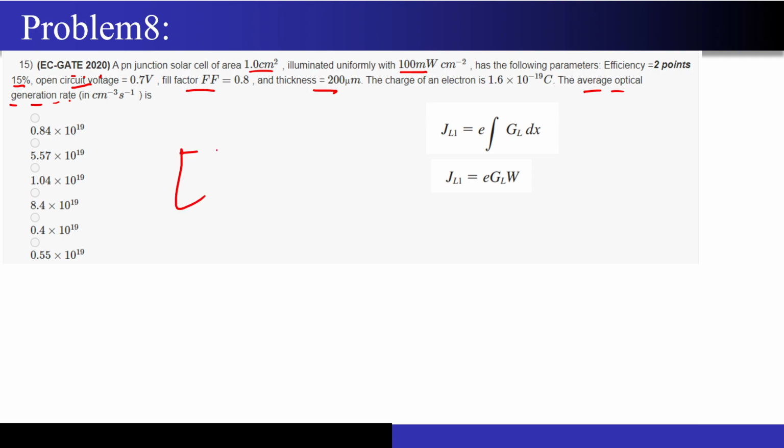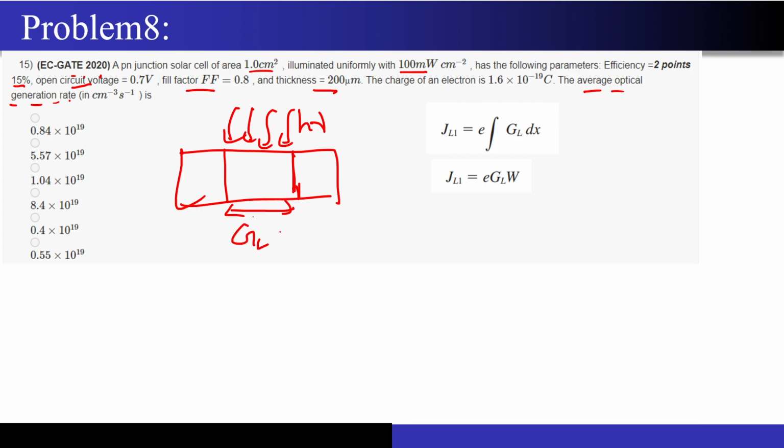So now let me just quickly draw a solar cell over here. Let's say this is my depletion region, right? And I'm hitting a light, h nu energy, over here, right? And I'm assuming that throughout this depletion region, my GL will be constant.